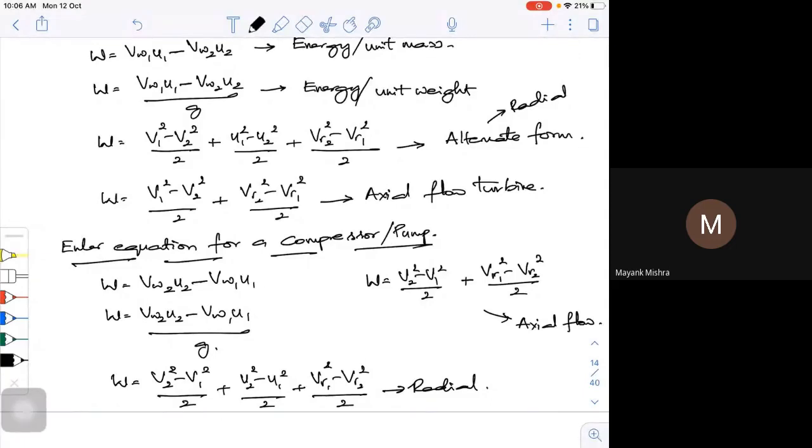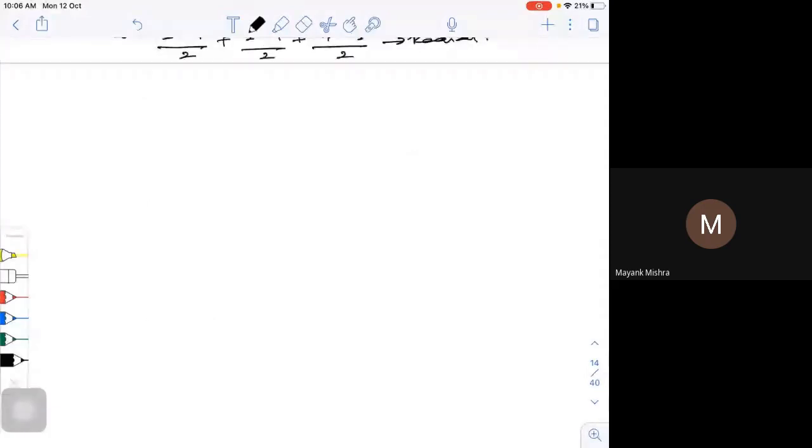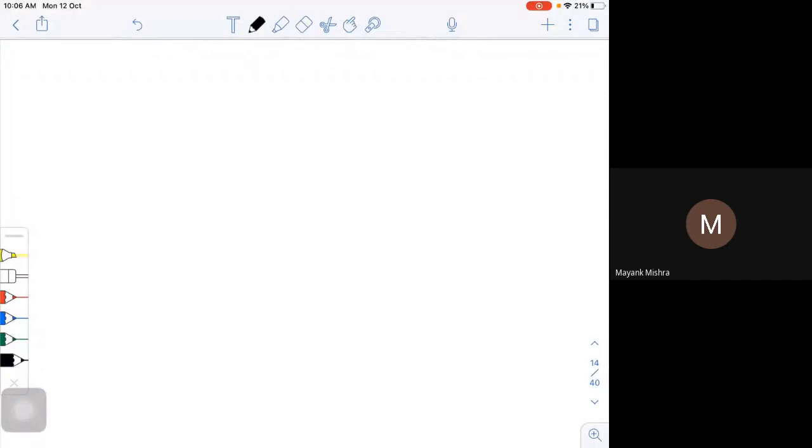Now, once you know about this, we already know what the components of energy are. Based upon that, there are two things you have to discuss: one being the degree of reaction and the other being the utilization factor. What is this degree of reaction? Before I define it, let us write the different components we have in energy transfer.